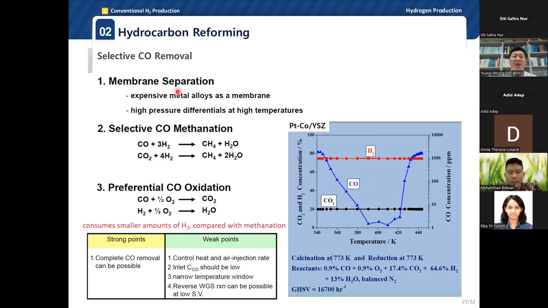So at the industry side, they know all about the membrane separation, but they do not want to use this membrane separation because of the cost. And CO methanation. So CO is the helpful source.